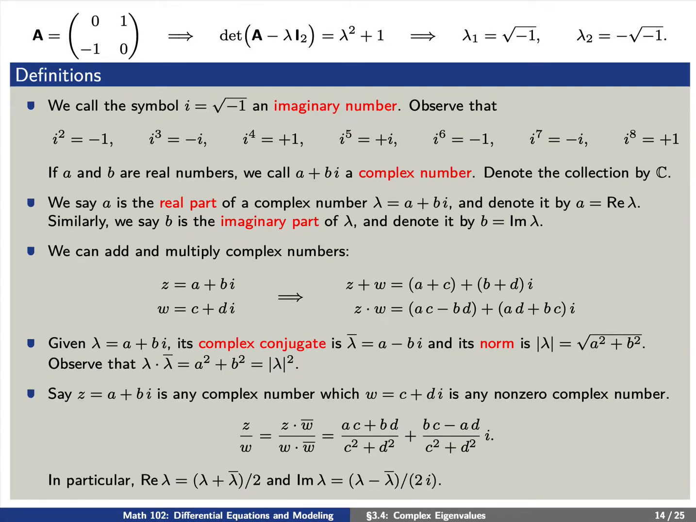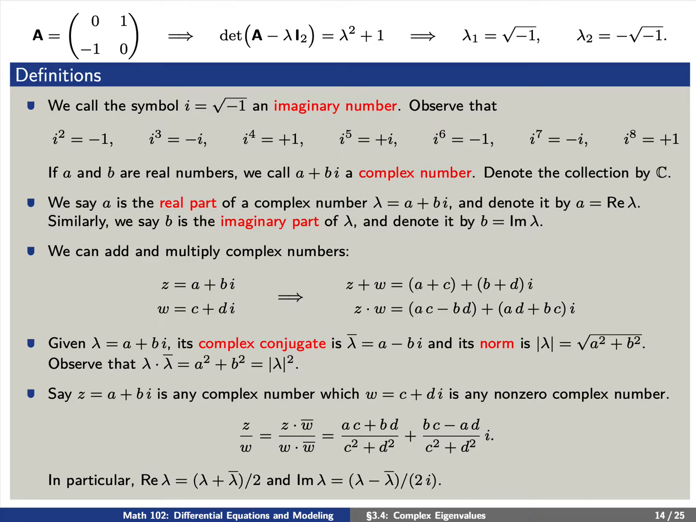Finally, let's say that z equals a plus bi is a complex number, and w, which is c plus di, is a non-zero complex number. Then we can consider the quotient z divided by w. The idea is that we take a look at the process of multiplying the complex conjugate w bar on the numerator and denominator. We can then multiply out the numerator, z times w conjugate, and we can multiply out the denominator, w times w conjugate.